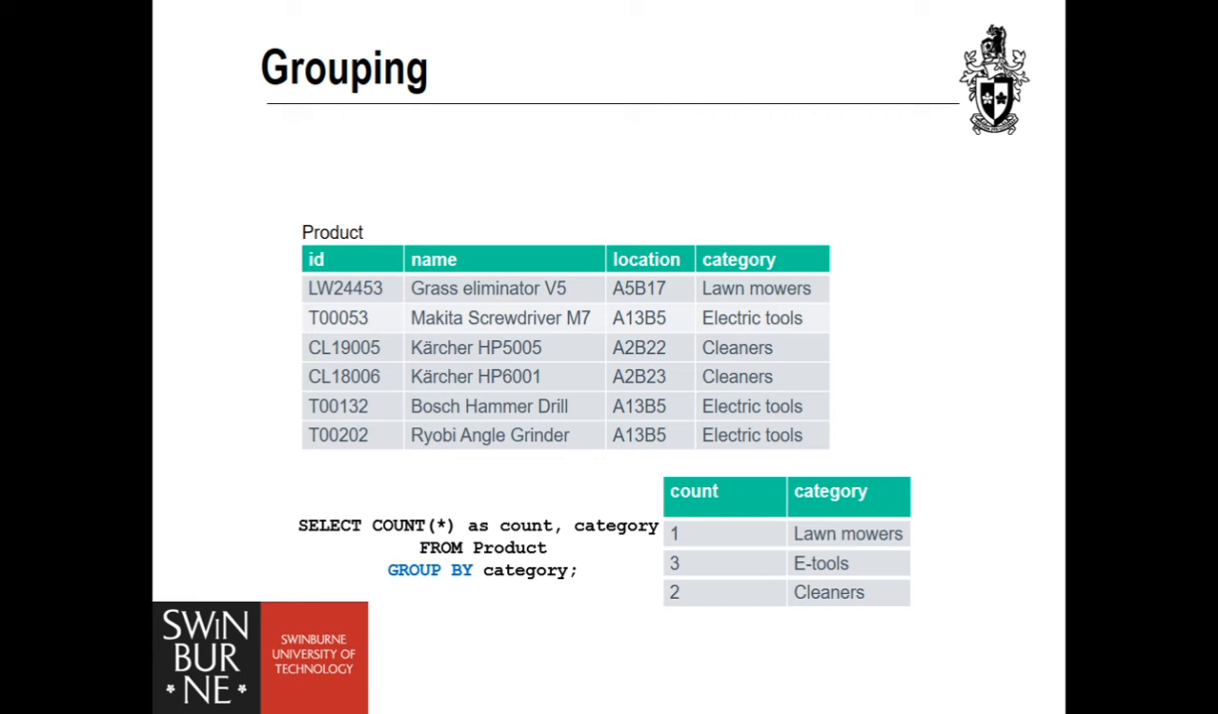So you can get the count of the product per category without having to mention the individual categories. You can also group by several columns if you want to count the number of electric tools that are found in the same location. For example, with grouping, the rule is that every column you use in the projection also has to be mentioned in the group by clause. This is often the case when newbies do not get the grouping statement to work.